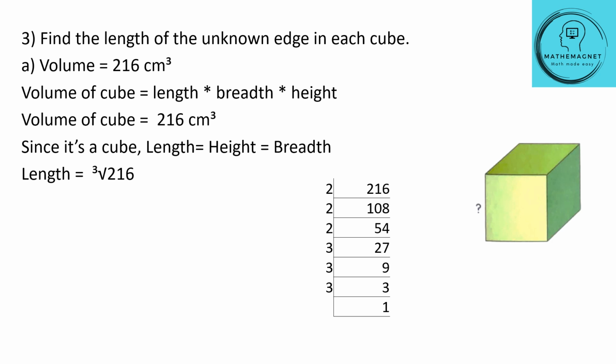So we'll consider each group as one. So it will be 2 into 3 equal to 6 centimeters. So the length of one side, or the unknown side, is equal to 6 centimeters.